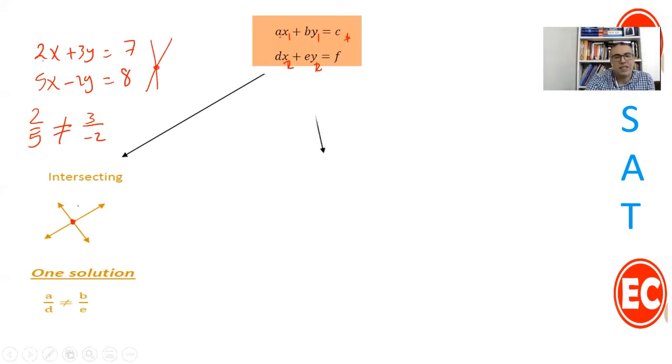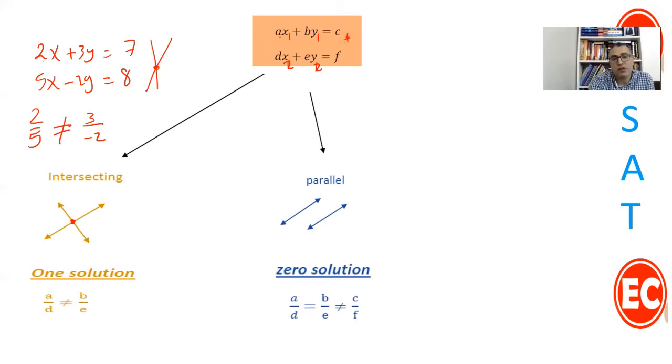The second case: if you divide the ratios between A and D, B and E, and you find that they are equal, but they are not equal to the ratio of the answers, C over F. The ratio of the coefficients of x equals the ratio of the coefficients of y, but they are not equal to the ratio of the answers. In this case, they are parallel because they have the same slope. Two lines with the same slope but not the same y-intercept will never intersect. So in this case, there is no solution.